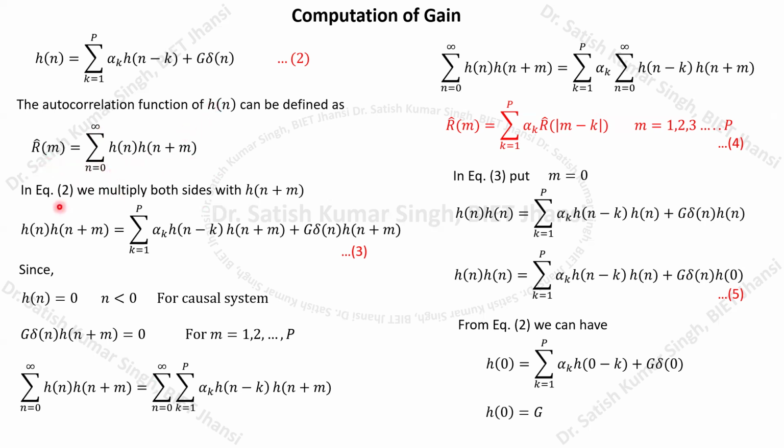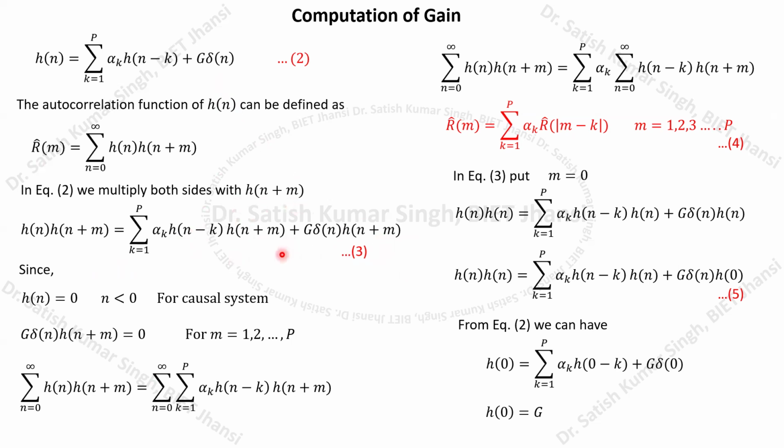So in equation number 2, if we multiply both sides with h[n plus m], then this equation can be modified this way. Within this summation, we have multiplied this term h[n plus m]. Then here again, this multiplication by h[n plus m] has been done, right? So we obtain equation number 3 just after multiplying by the factor h[n plus m] on both sides.